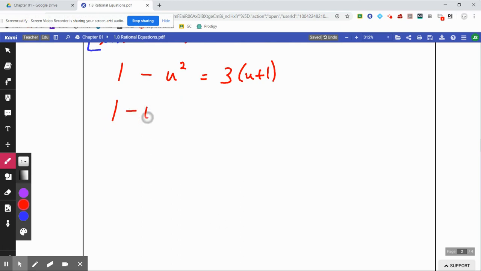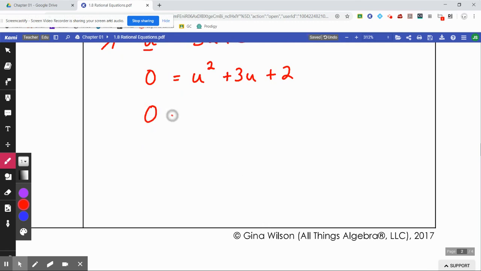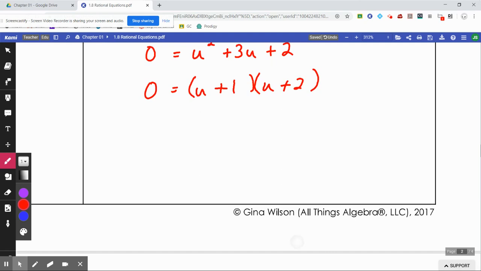We're going to have 1 minus u squared equals 3u plus 3. Let's move all of our stuff to the same side. Since u squared is negative, let's move everything to the right side. That'll be a positive u squared, a positive 3u, and when you move the plus 1 over by subtracting, that gives you plus 2. Factor. u times u gives you u squared, a positive 1 and a positive 2 multiply to give you 2, and add to give you 3, so therefore your two answers are going to be negative 1 and negative 2.